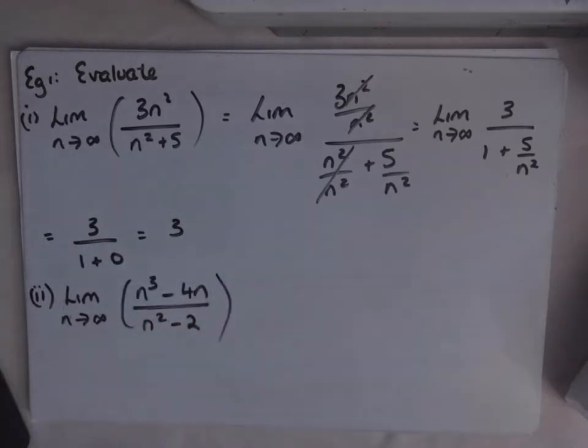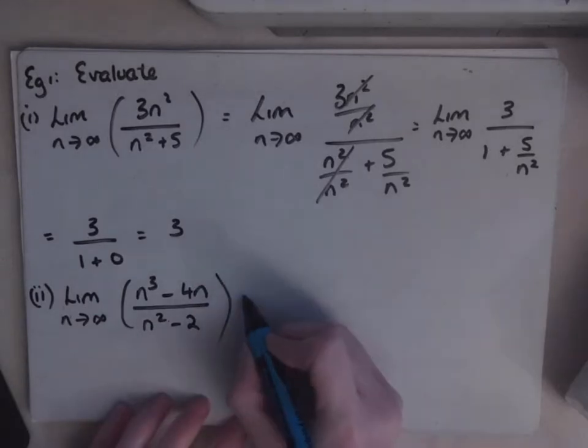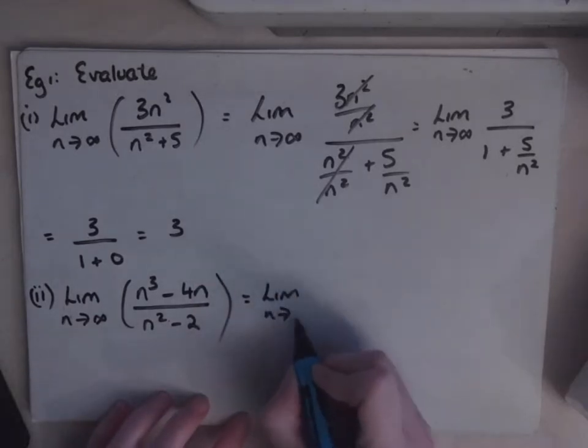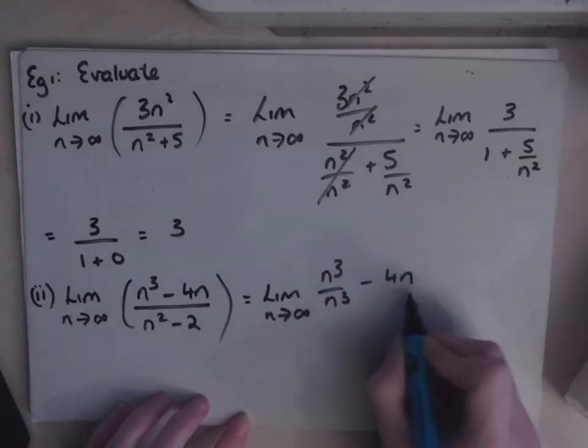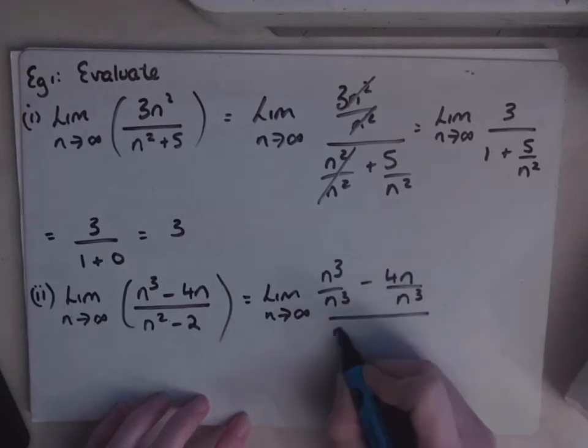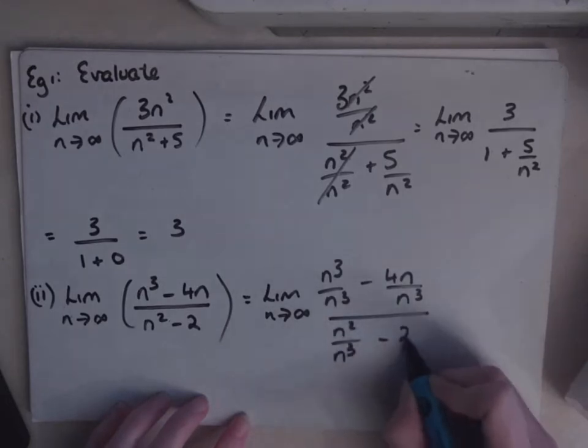So the limit as n tends to infinity of n cubed minus 4n over n squared minus 2. So in this case, what am I going to divide everything by? N cubed. Yeah, perfect. So that's going to be the limit as n goes to infinity of, divide everything you see on the page by the highest power of n. So n cubed there, n cubed there, and n cubed there.